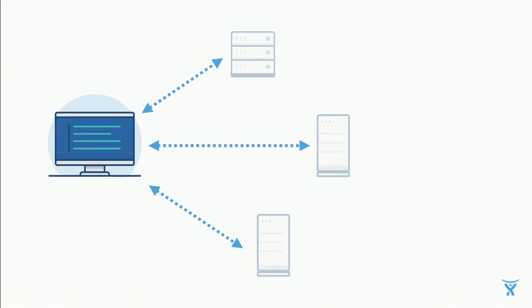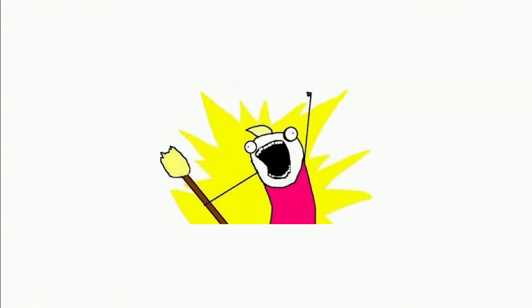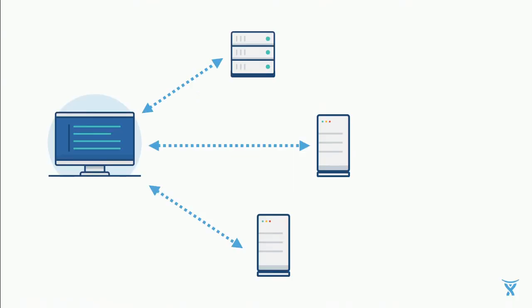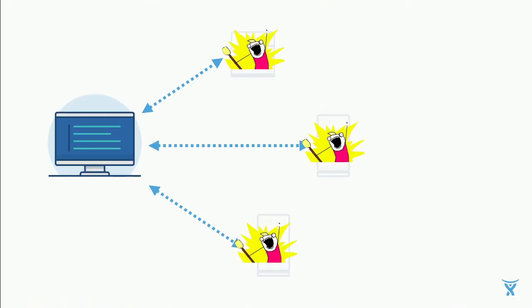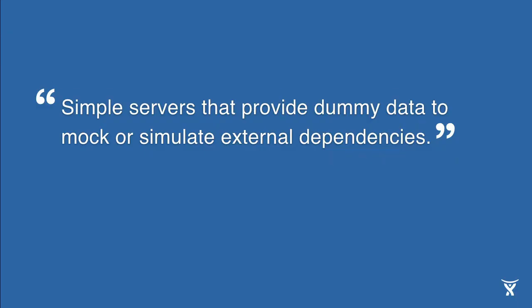So we thought, what if we just fake everything? If we fake all the things, we pretend that these systems aren't really there. Instead of having this, let's have this, right? Let's fake out these systems and simulate the responses that they give us. And that is essentially what mock servers are. Mock servers are simple servers that provide dummy data to mock or simulate external dependencies.